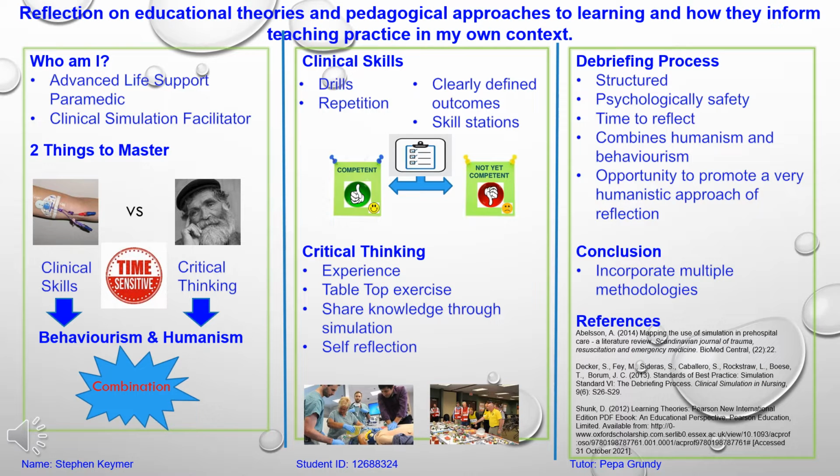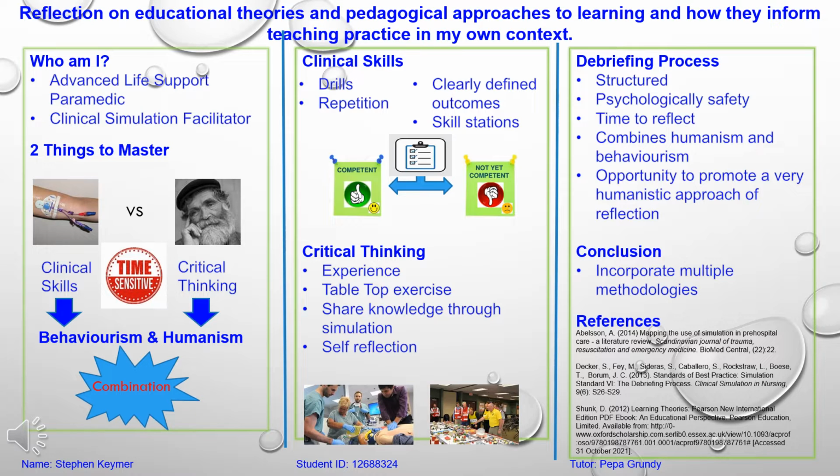I'm an advanced life support paramedic and a clinical simulations facilitator. In this presentation, I'm hopefully going to draw a link between things that I do while teaching my students, as well as some of the academic theory that supports it.